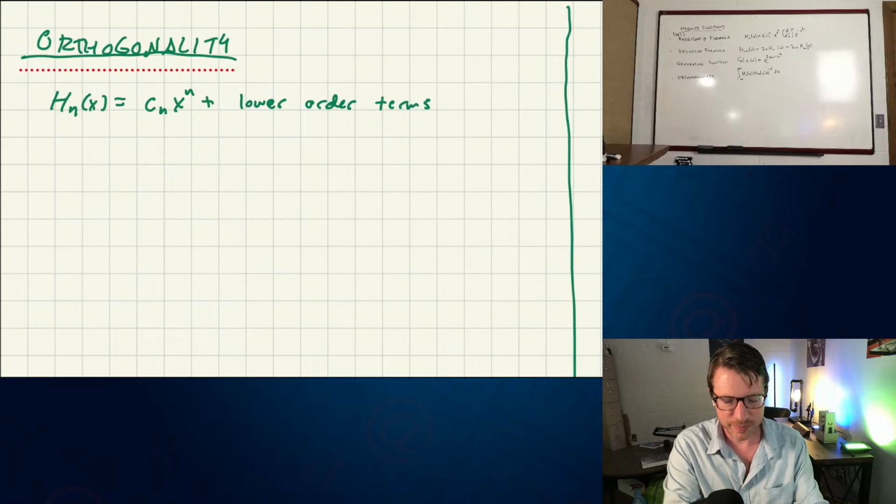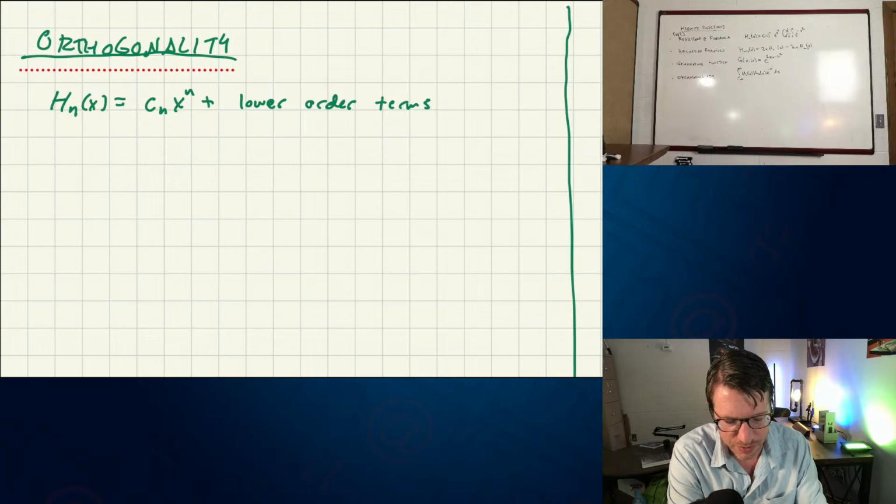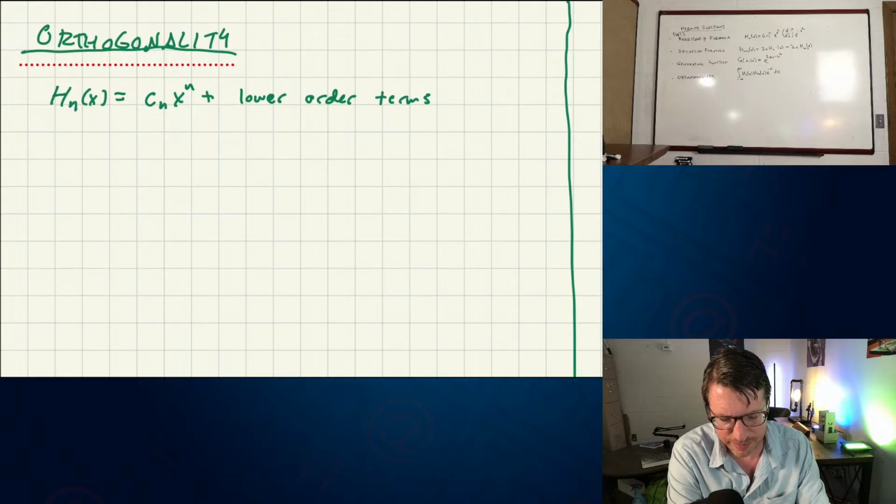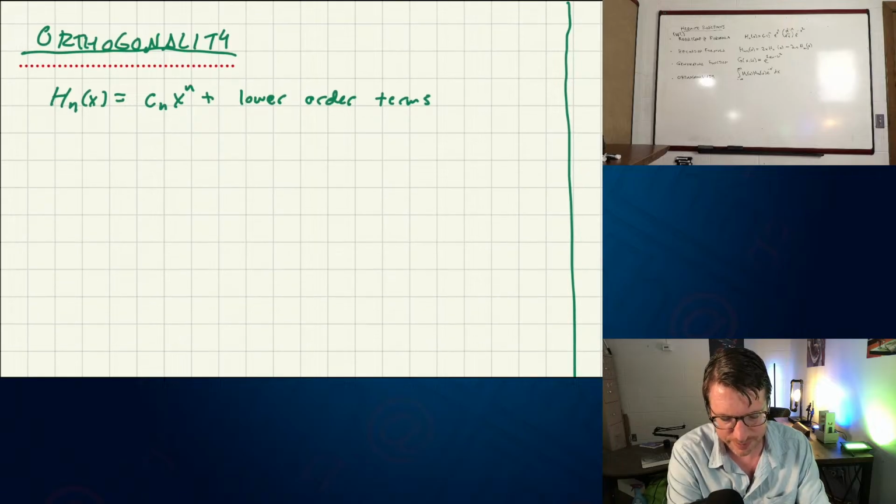And so what we're going to do is go ahead and just figure out what that cn is. It's actually not too bad to figure out, to be perfectly honest. So, how do I want to go about this? Yeah, so we can use a recursion formula.